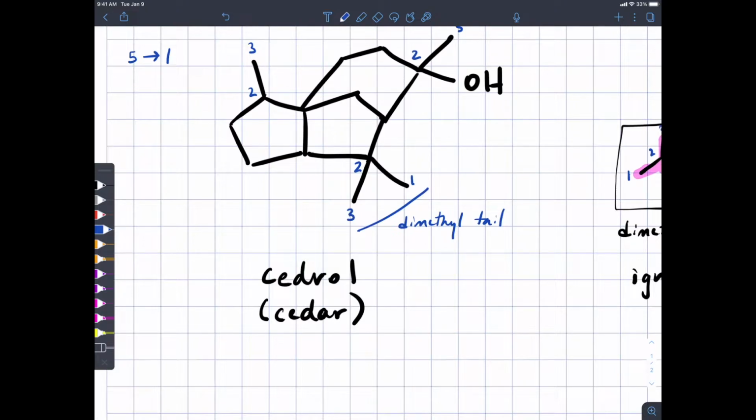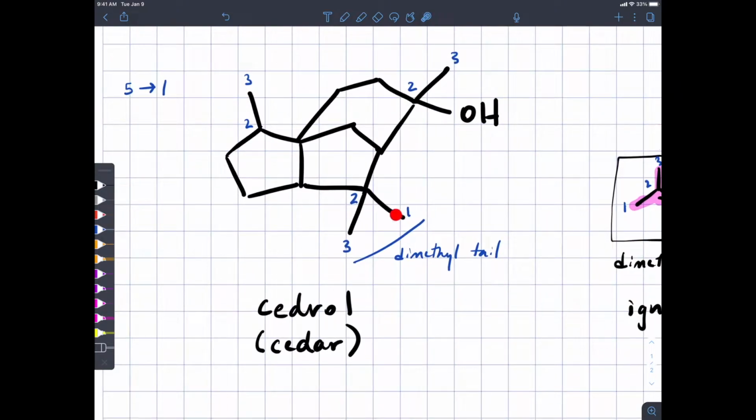Okay, so let's start with the dimethyl tail. 1, 2, 3. Could this be 4? Why not? Because you can't connect to a carbon 1. If this is 4, well, whoops, maybe. I don't know. 1, 2, 3, 4. If this is 5, then could this be 1? Yeah, okay. But if this is 4, this can't be 5, clearly, right? Because that's a carbon 2.